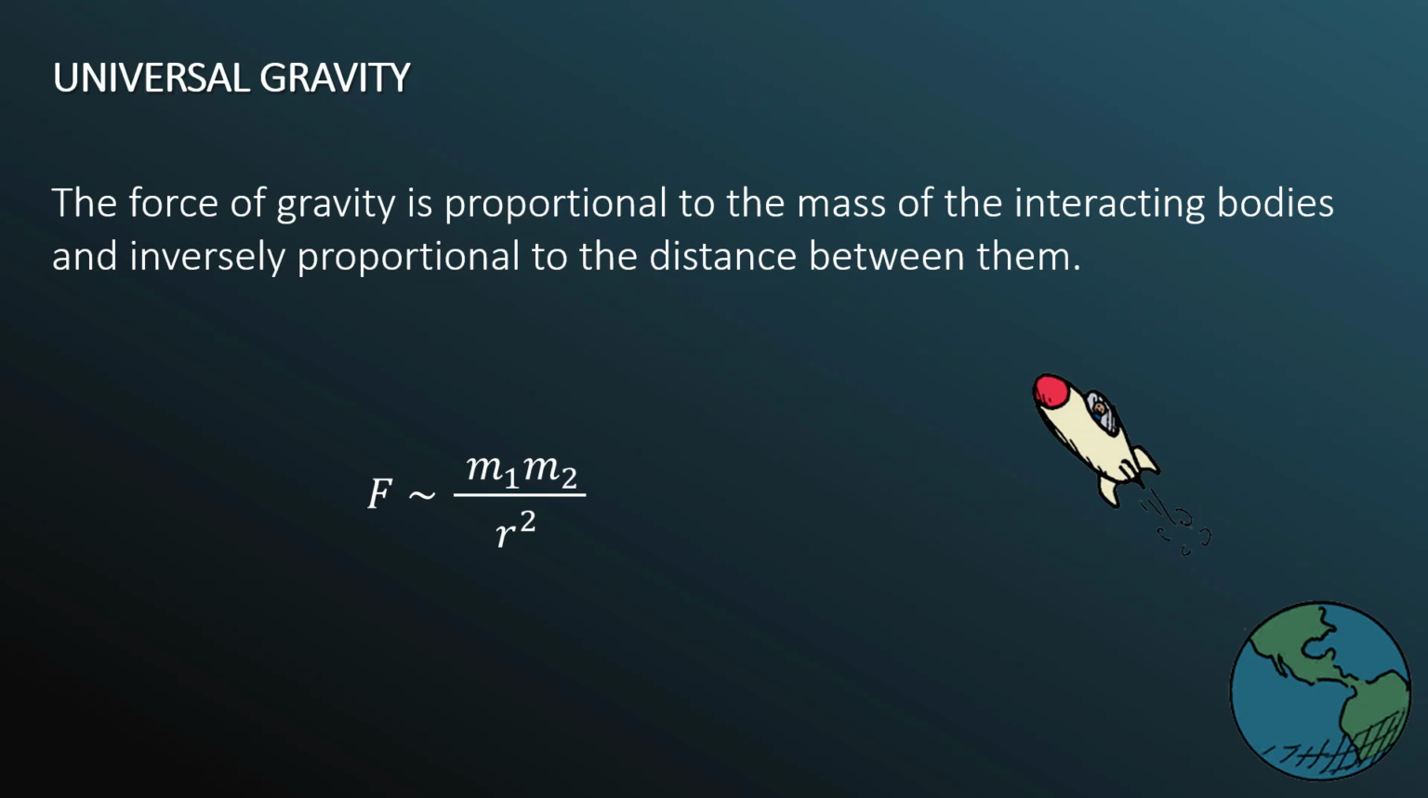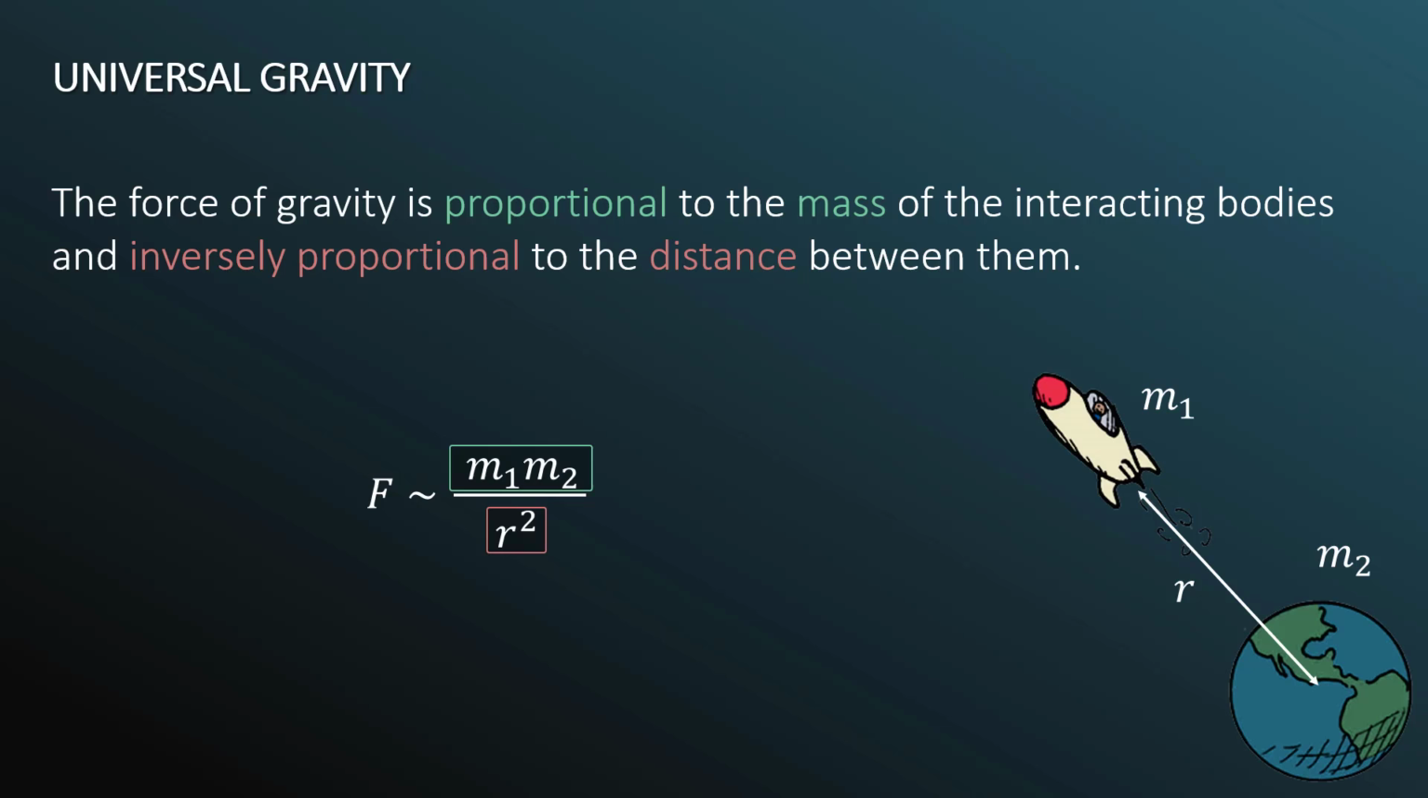Force of gravity is proportional to the mass, which just means that the larger the masses are, the greater the force is. But the gravitational force is inversely proportional to the distance, meaning that the further away you are, the weaker the force is.